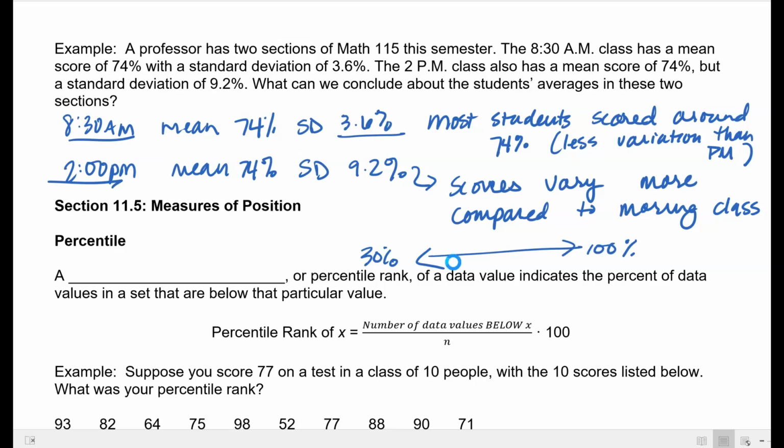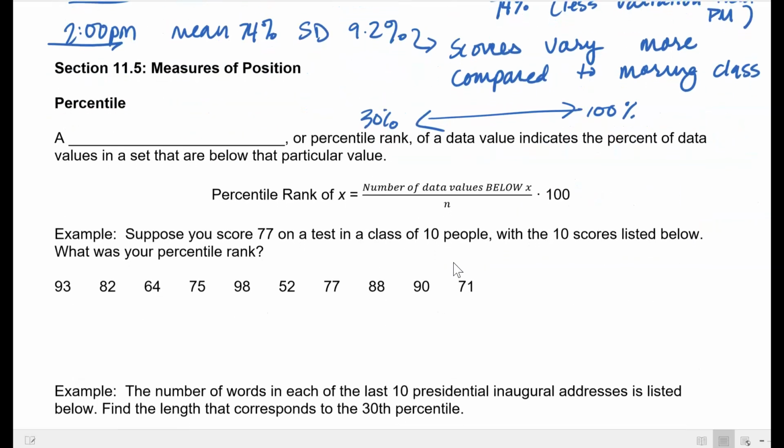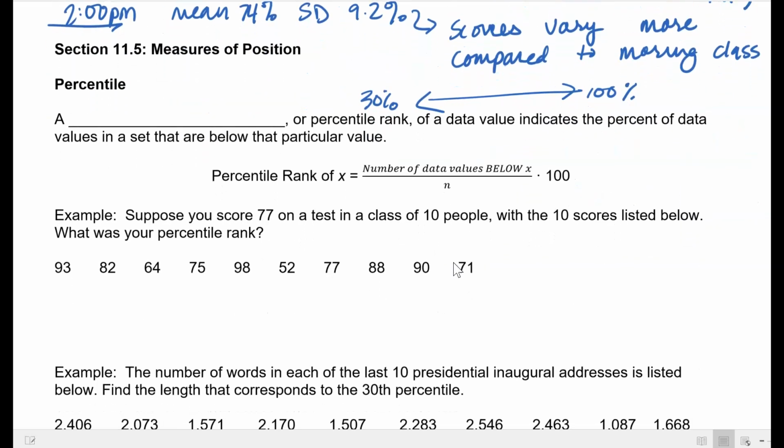So there's much more variation or differences in the scores, or spread, I should say, in that second class compared to the morning class. So that concludes section 11.4. We've got one more section to do, 11.5, and this has to do with measures of position. And we're going to start by talking about percentile.